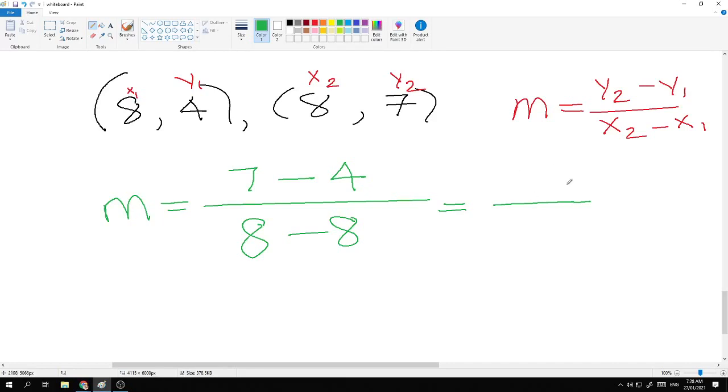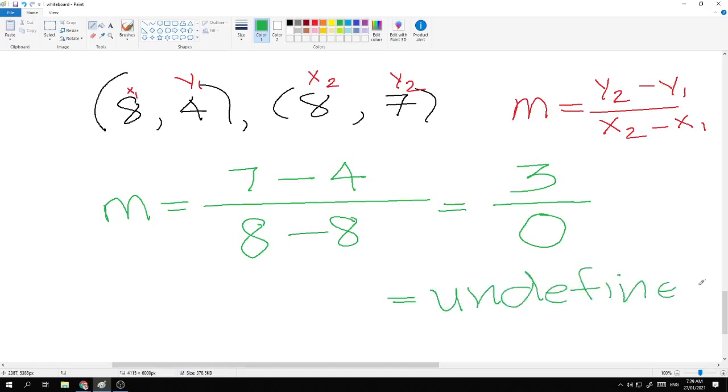Okay, what will be the result in the numerator? 3. Denominator? 0. What's the answer here? Undefined. Okay, there you go. This is undefined.